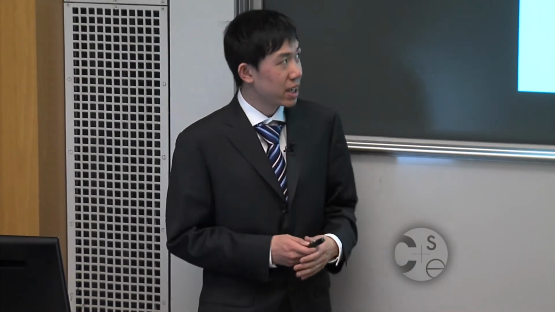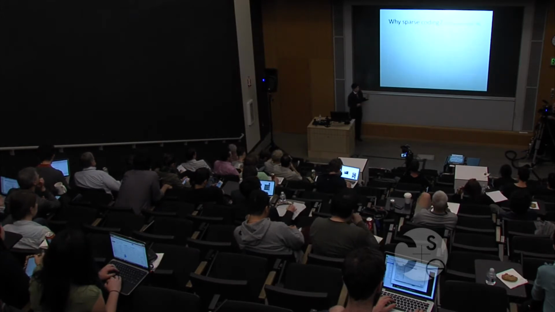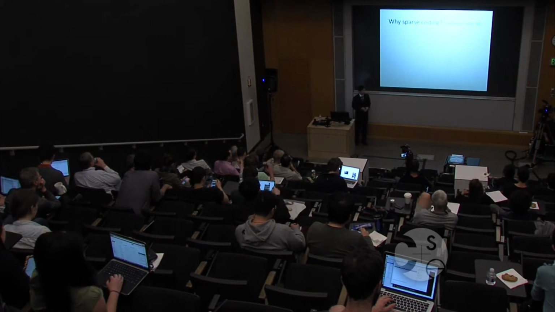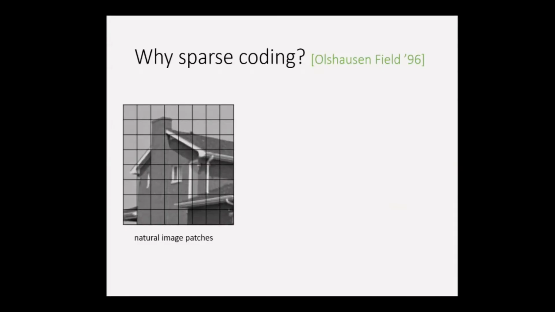So why are we interested in representing complicated objects using sparse combinations? Well, the original motivation came from neuroscience in 1996. Back in 1996, Olshausen and Field were trying to understand how our brain interprets natural images. Before them, there were some experiments that showed the neurons in the first level of our visual cortex have these properties. The reactive patterns of these neurons are localized, oriented, and bandpass. So what do I mean by that?